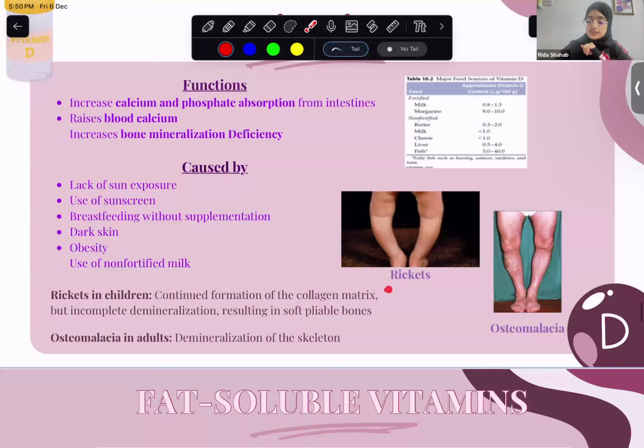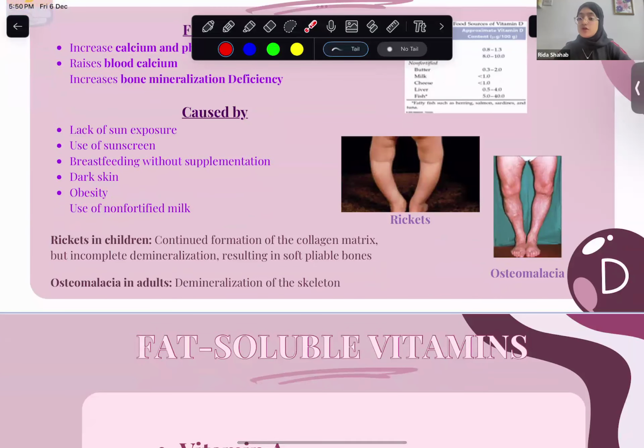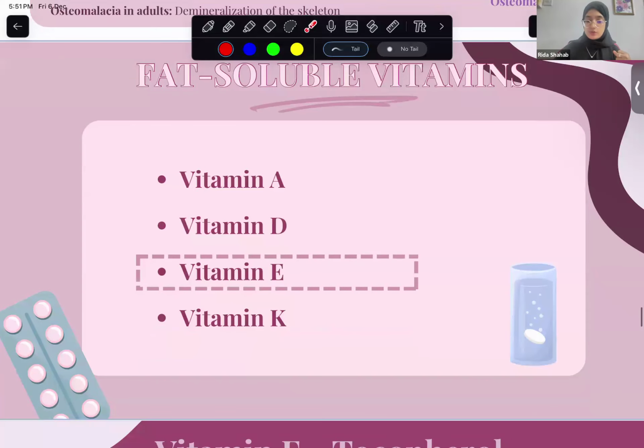As for the deficiencies it causes, as we said, it causes bone defects: rickets in children and osteomalacia in adults. Rickets in children involves continued formation of the collagen matrix but incomplete mineralization, which basically means there's formation of the bones, but no mineralization. That means the bones are not going to be strong enough. They're going to be soft and more prone to fractures. So rickets in children, whereas osteomalacia in adults. These are the two common deficiencies of vitamin D.